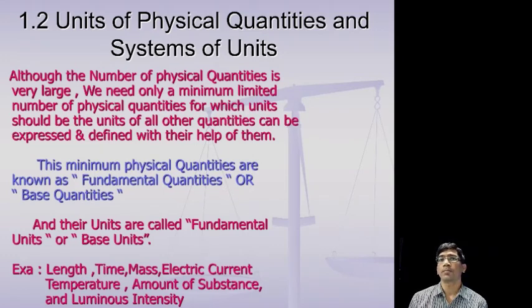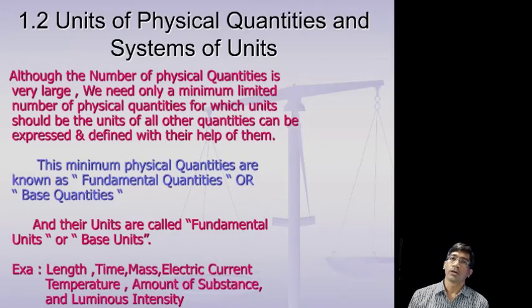Suppose you take speed, then it is made from distance and time. Speed is equal to distance upon time. Acceleration is equal to speed upon time, or velocity upon time, so it is distance upon time square. In the same way we can take force, it is mass into acceleration.